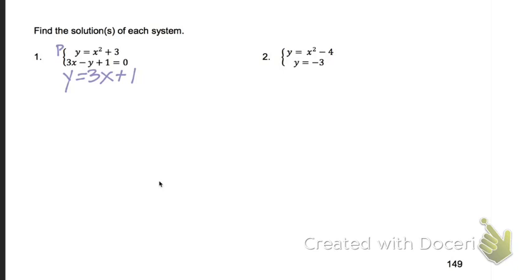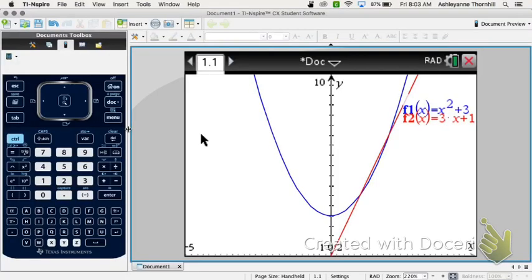What's my next step? Set these two equal to each other. So x squared plus 3 equals 3x plus 1. Okay, I want you to move everything to one side, factor, and solve. Your answer should be 2 ordered pairs. You can work with your group.